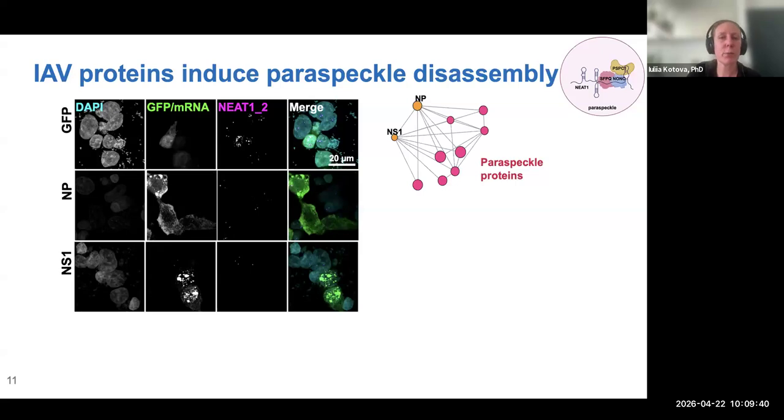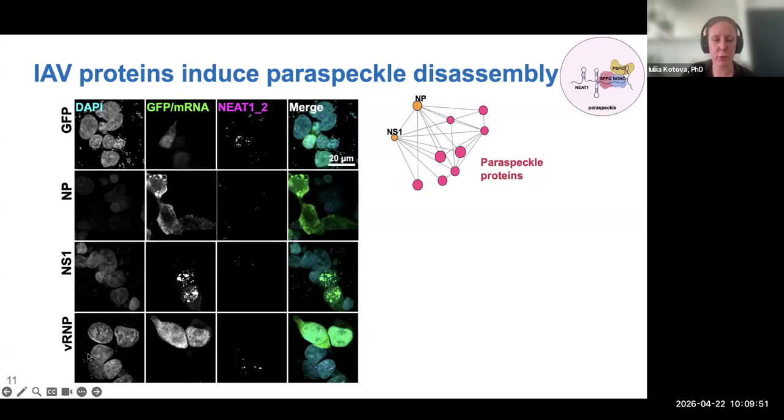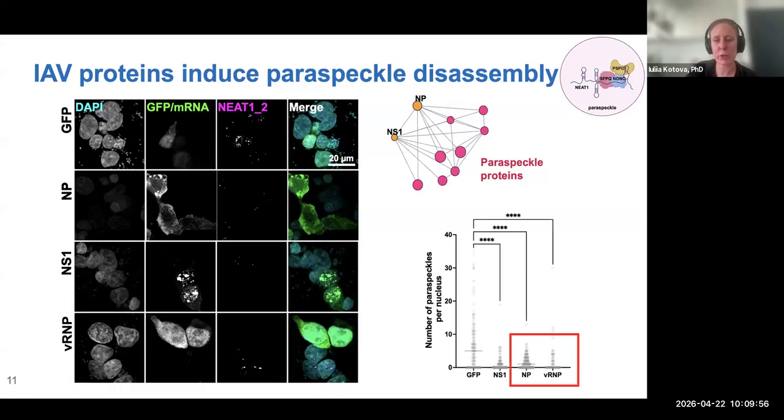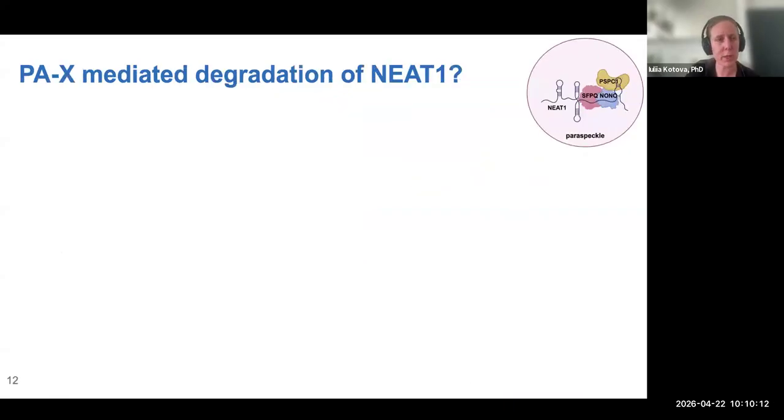And as nucleoprotein is also present in the cells not only in the free state, but also as part of the viral ribonucleoprotein complex, we also overexpressed those together. And after quantification, we noticed that vRNP actually has a stronger effect than NP alone. And we first were puzzled by this, but then we found that we maybe know the answer why vRNP has a stronger effect than NP alone.